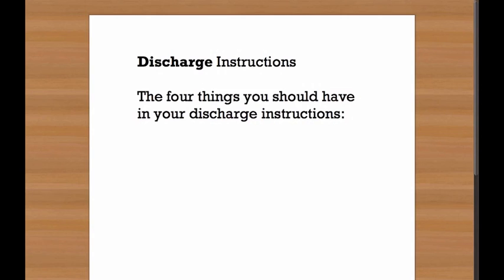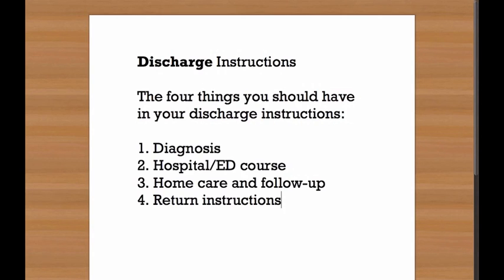So let's quickly summarize. The 4 things that you should have in your discharge instructions are a diagnosis with an explanation of it, a summary of their hospital or emergency department course, again, written in a language that they can understand, instructions for what they're supposed to do at home and follow up, as well as return instructions for when they should come back. So next, let's look at where we slip up.